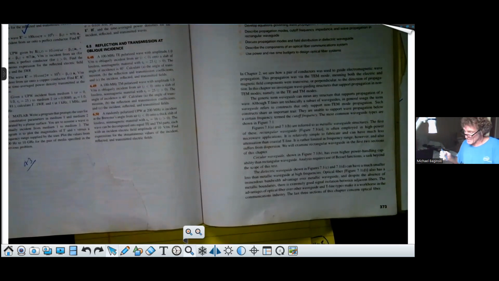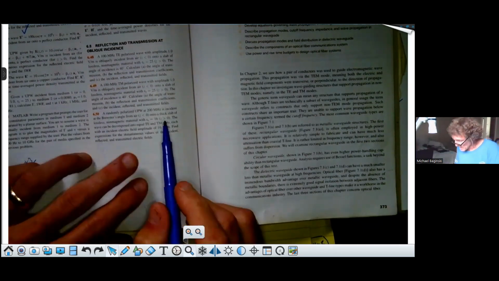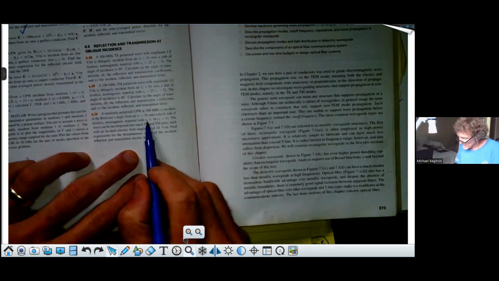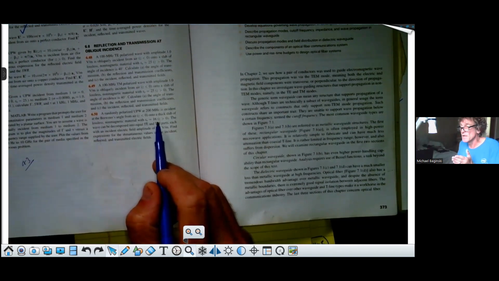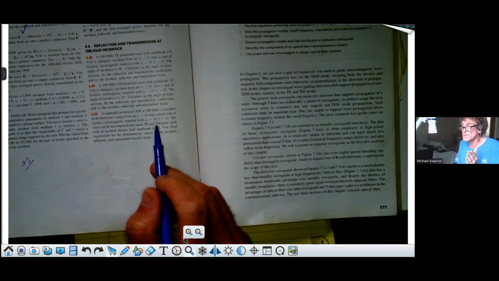The big thing with this one is I'm going to talk my way through it for a second, then we'll do it. They give you the material, epsilon relative equals 16, right? Follow me on that? It's air and then epsilon relative 16. So the wave is incident at the Brewster angle. It means all of the TM polarization is going to penetrate. There's no reflection. You all follow me? That's the whole deal with Brewster's angle.